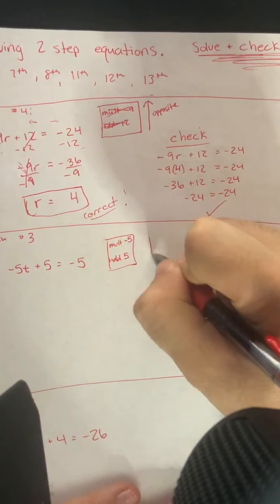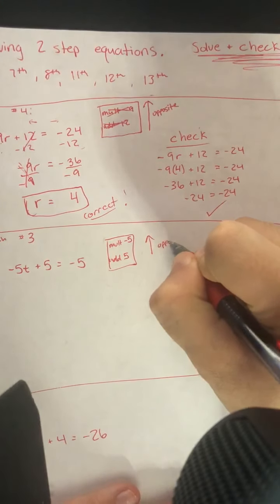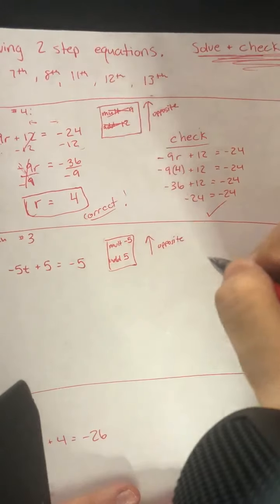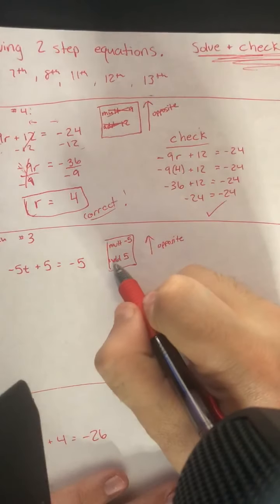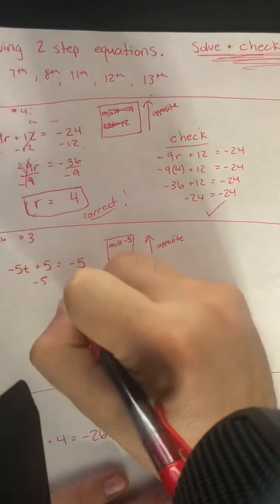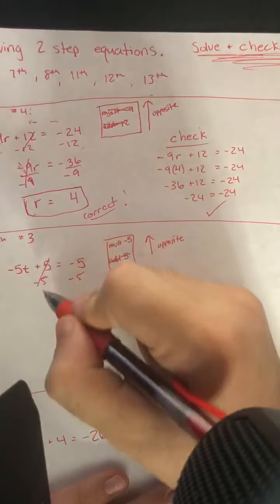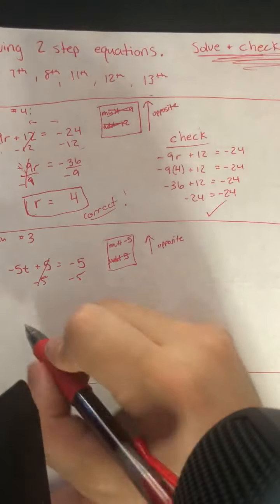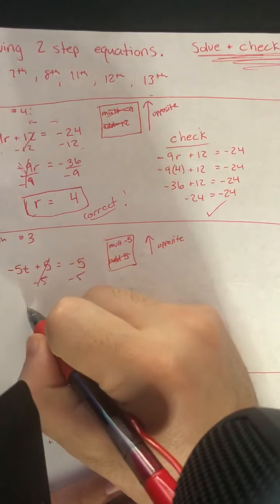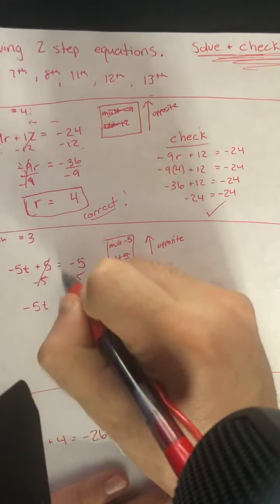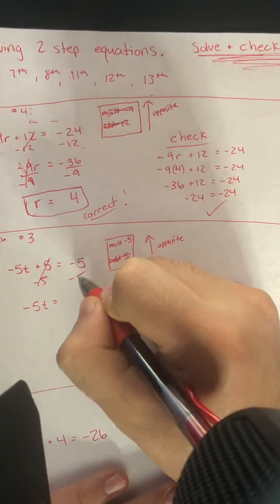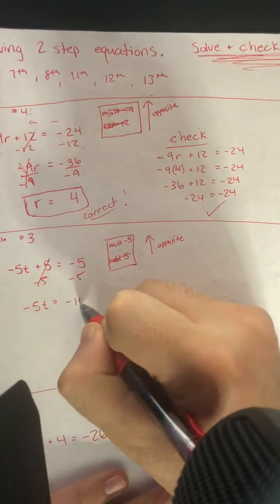So I want to do the opposites, starting from the bottom and working my way up. So what's the opposite of adding 5? Subtracting 5. So let's subtract 5 from both sides. 5 minus 5 cancels each other out. You're left with nothing. The negative 5t comes straight down into your answer. The equal sign comes straight down. And negative 5 minus 5 is negative 10.